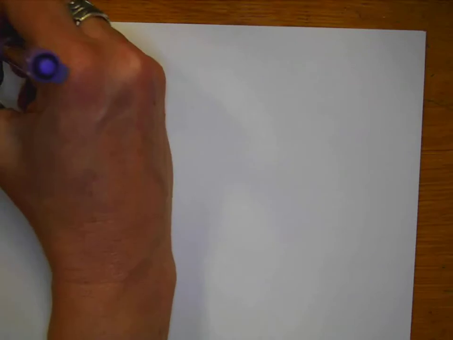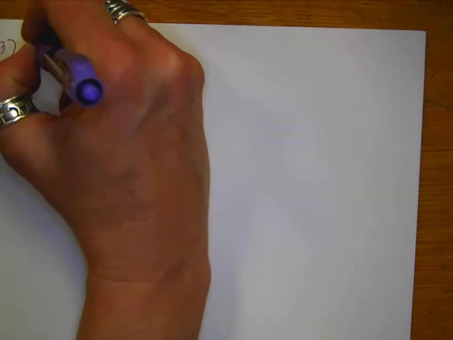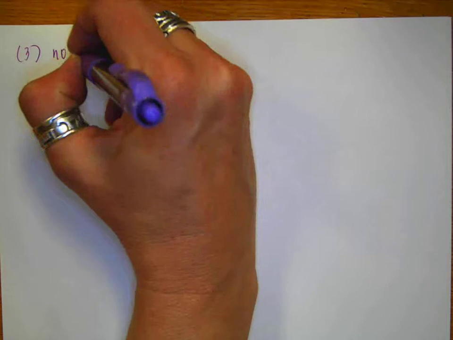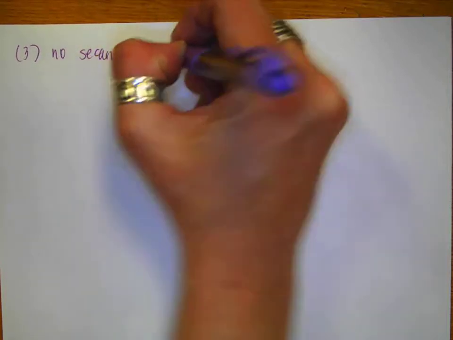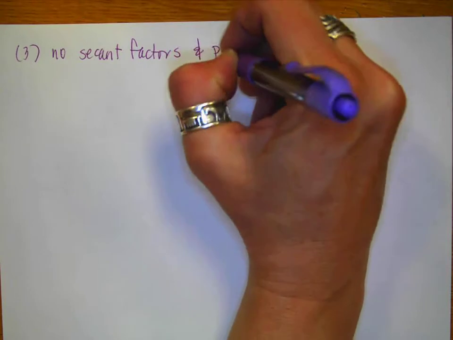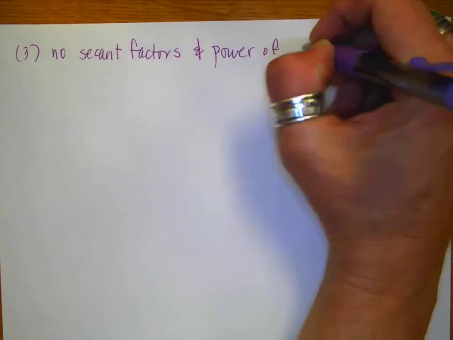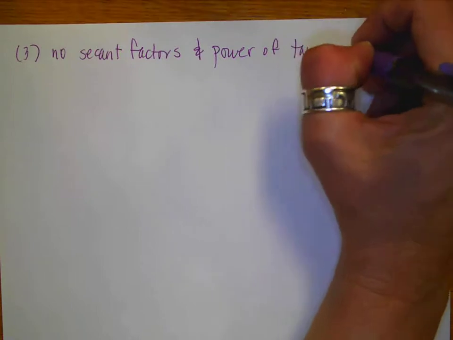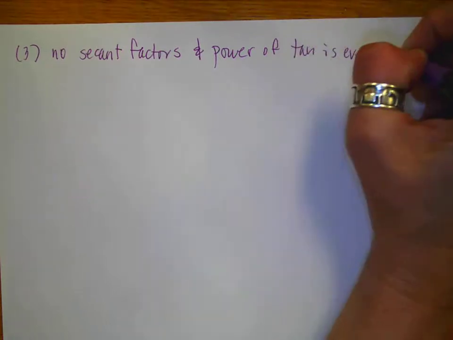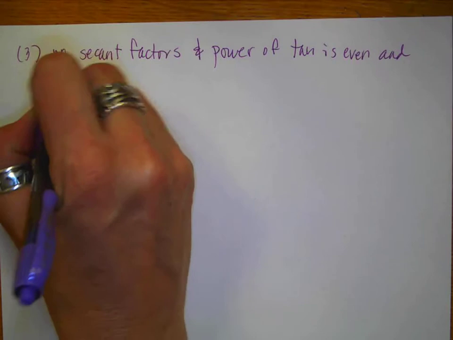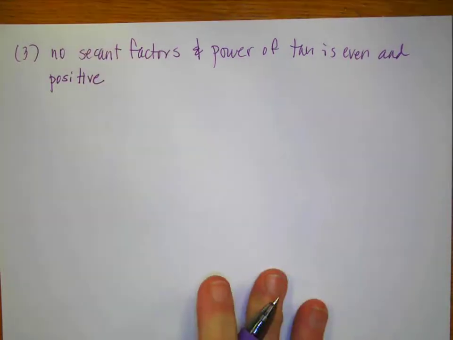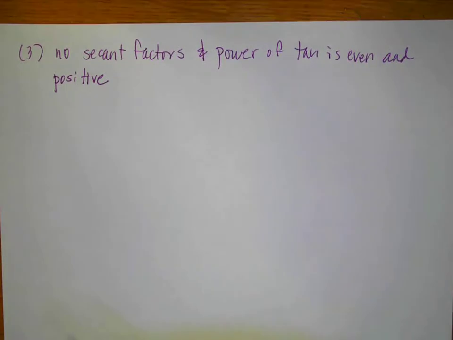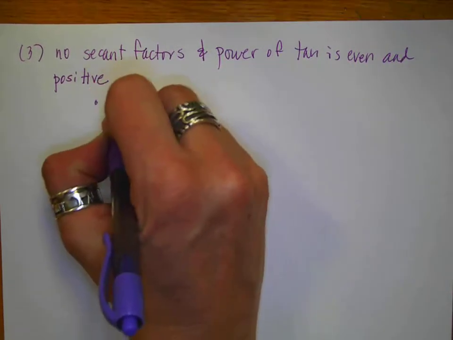So now I have another guideline. So this would be guideline number 3. And this one says there are no secant factors and the power of tangent is even and positive. And this is going to be like a problem that we did at the end of a homework assignment the other day, or a classwork.